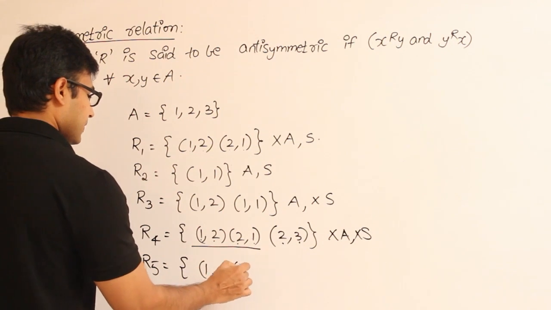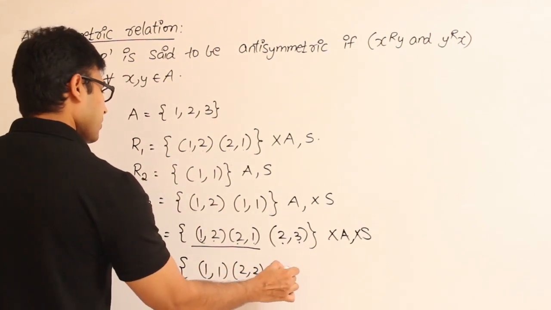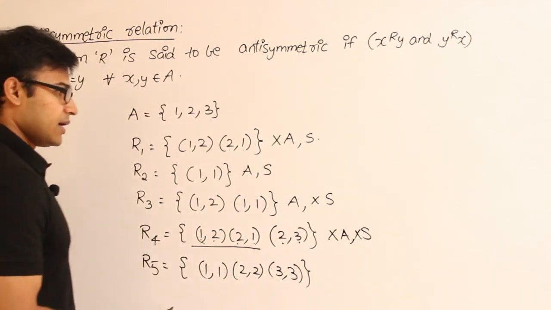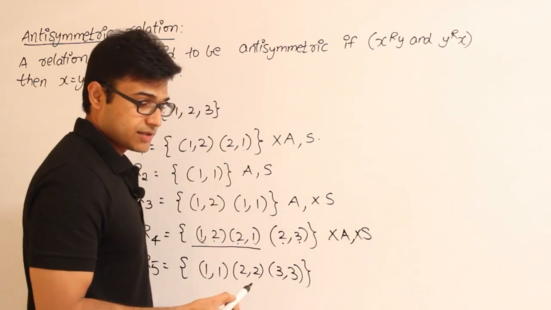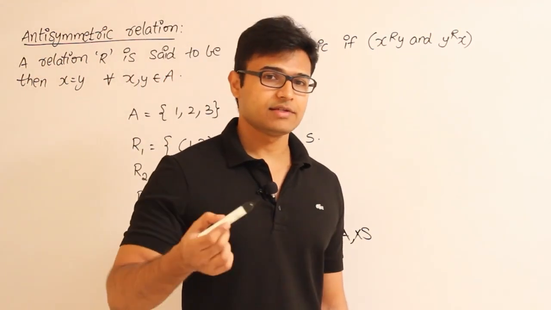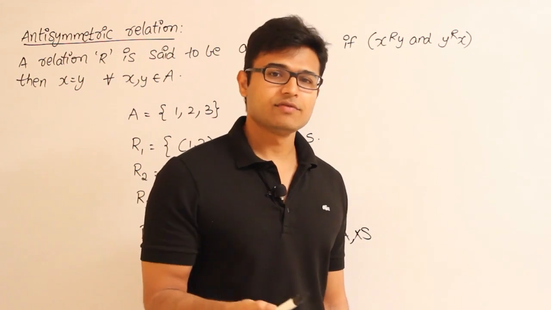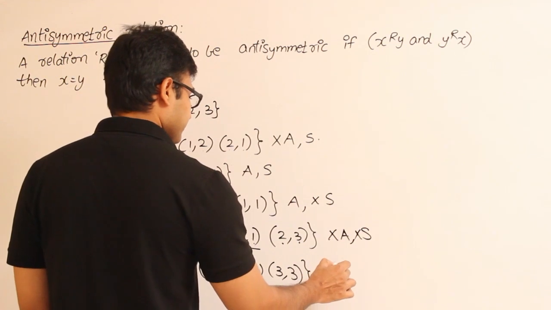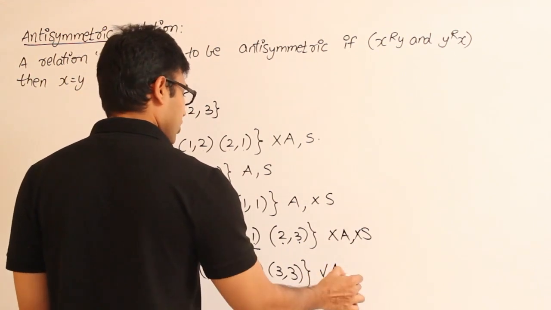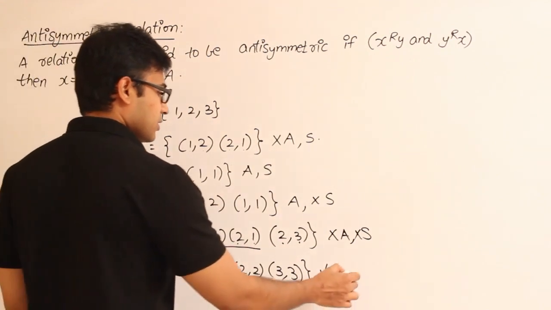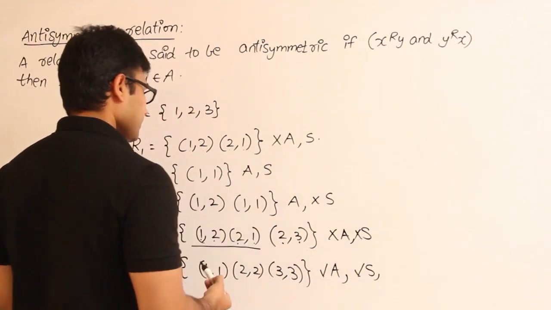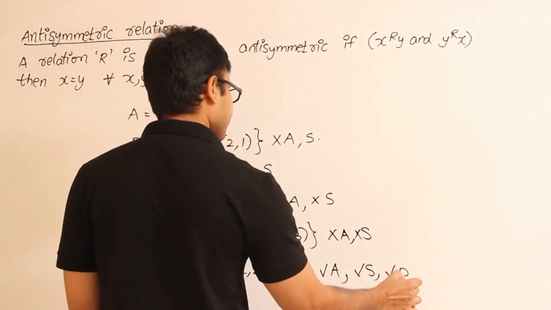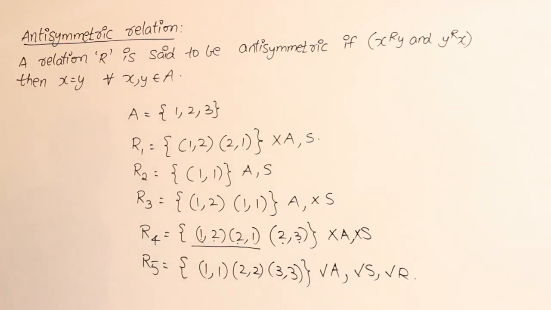Take {(1, 1), (2, 2), (3, 3)}. What can you say about this relation? Is it antisymmetric? Yes, it is antisymmetric. Why? Because there is no presence of elements such as x comma y and y comma x. Even if they are present, only x comma x is present. Therefore this is definitely antisymmetric. What about symmetric? Yes, it is symmetric also. And what about reflexive? It is reflexive as well, isn't it? So we can form many such relations.